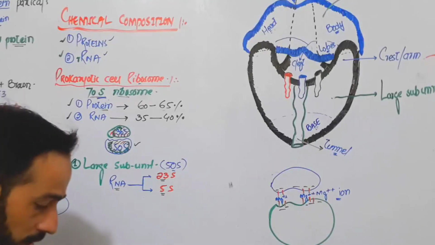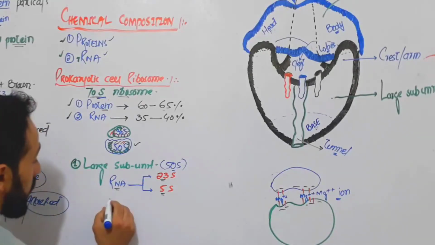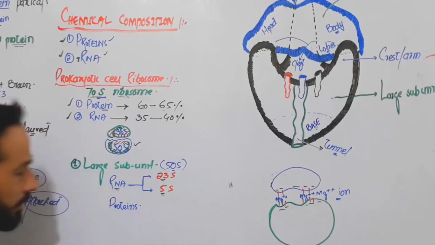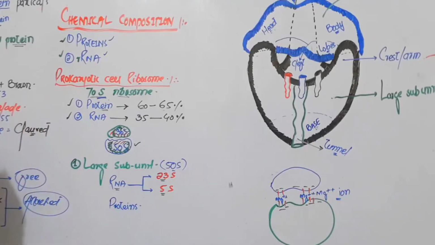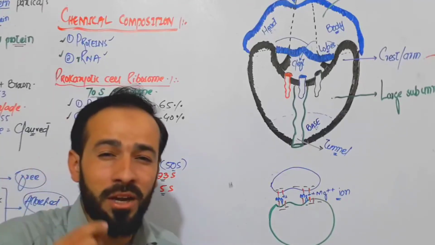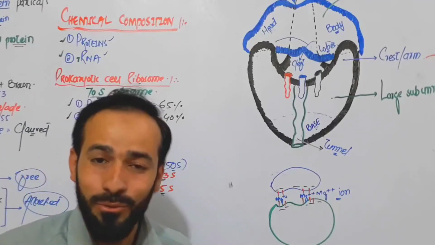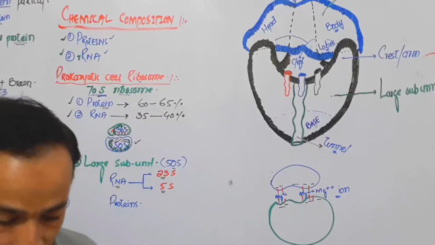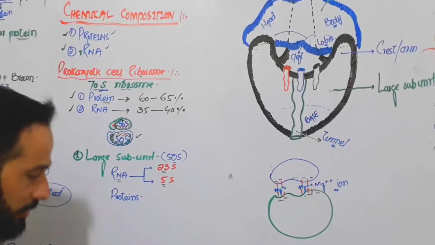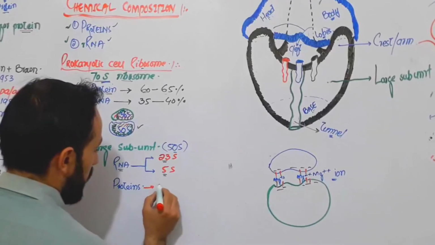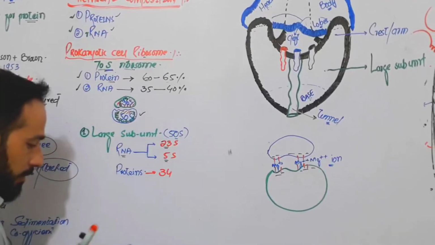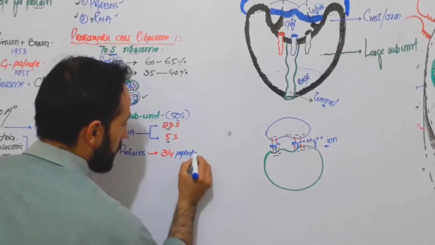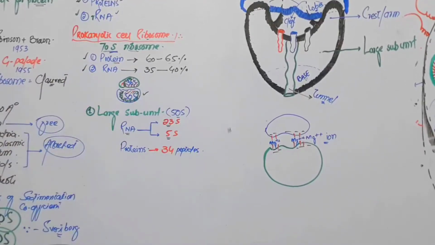It's so simple now. And it also contains proteins, right? So how many peptide chains are present which will make those proteins? It's so simple. So there are 34 peptide chains, we say. How many? 34 peptides. Right. It's so simple now.